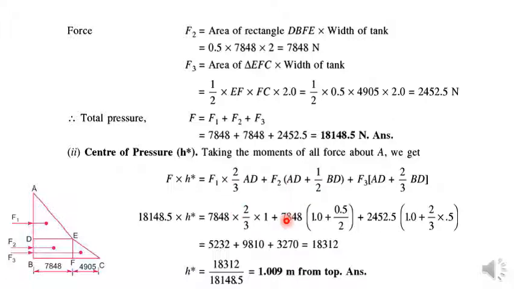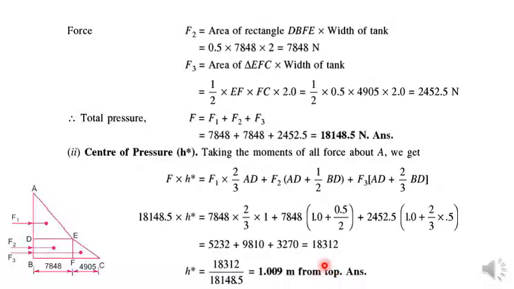So from the right hand side you are getting the answer, and on the left hand side you have the total force that you calculated in part A. You are inputting the values for the total force and the individual forces multiplied by their respective moment arms, and you are getting your answer as 18312. And finally the center of pressure can be calculated as 1.009 meter from the top. This reference point should always be mentioned in the answer.